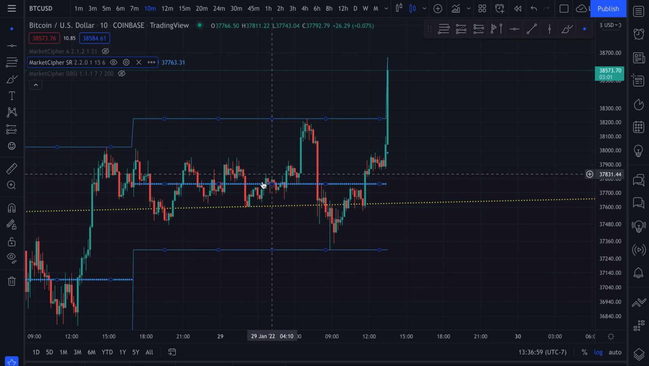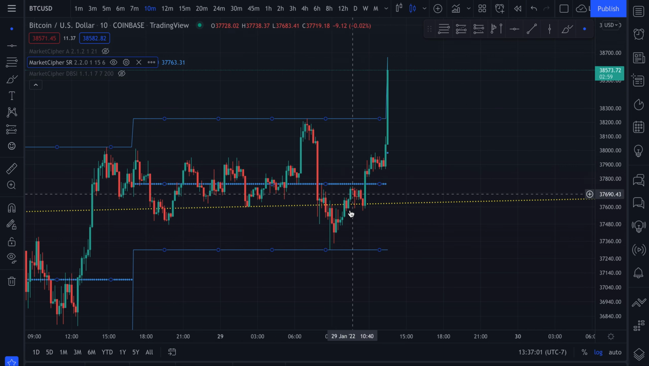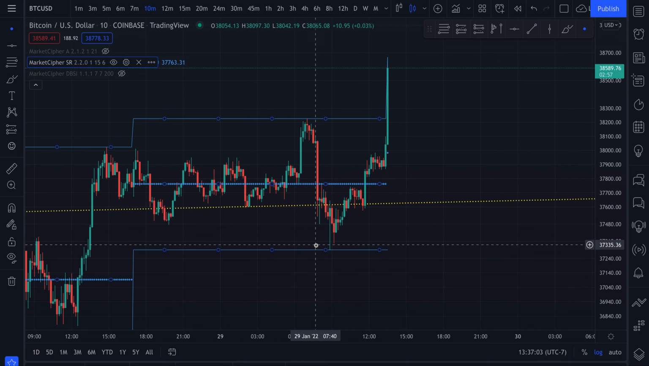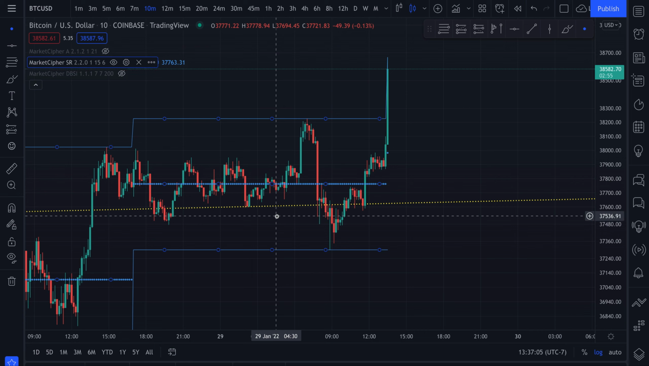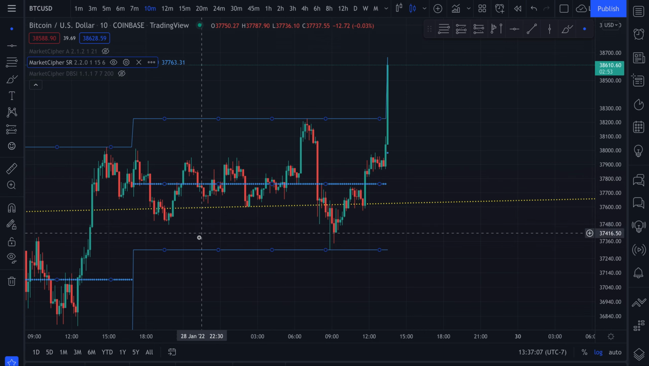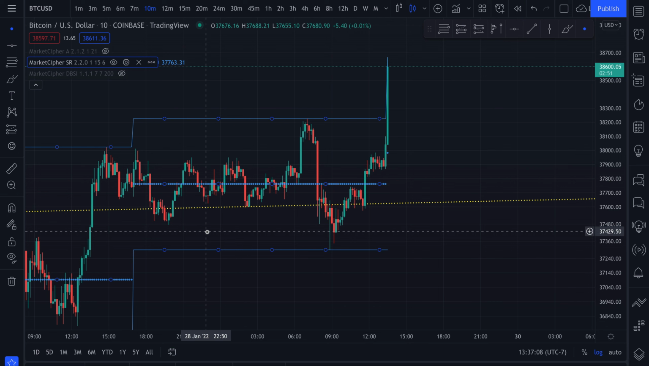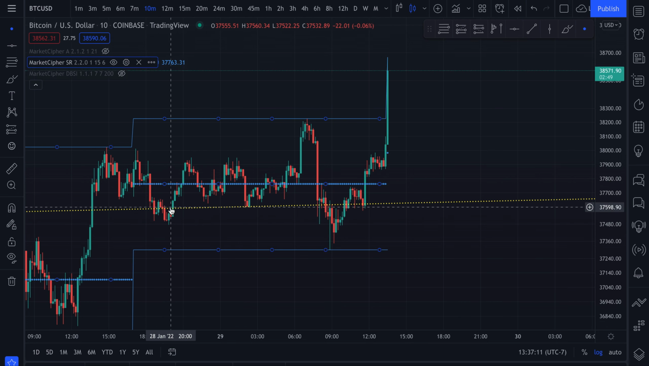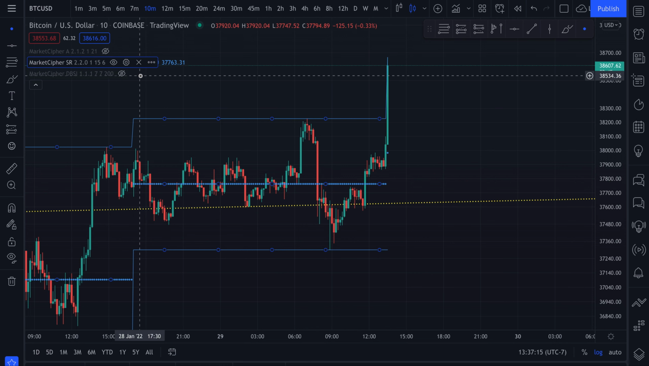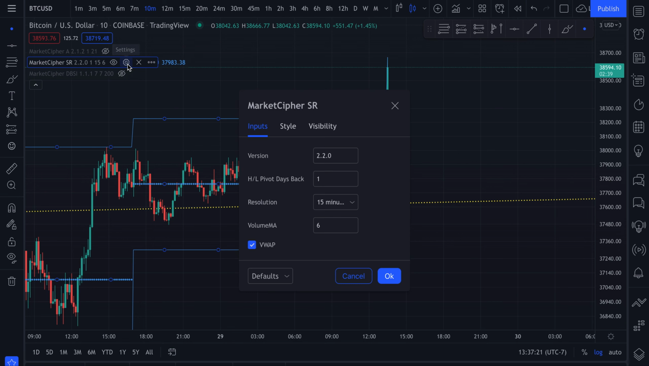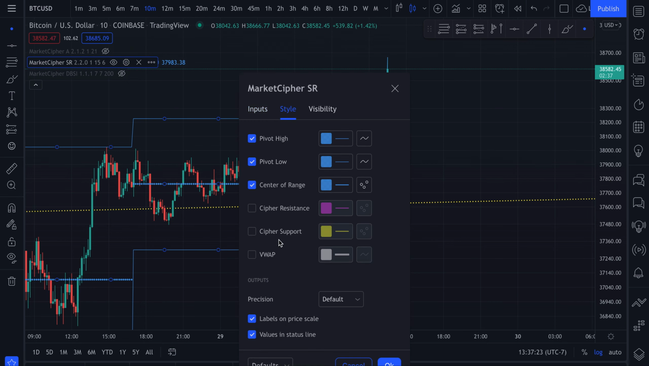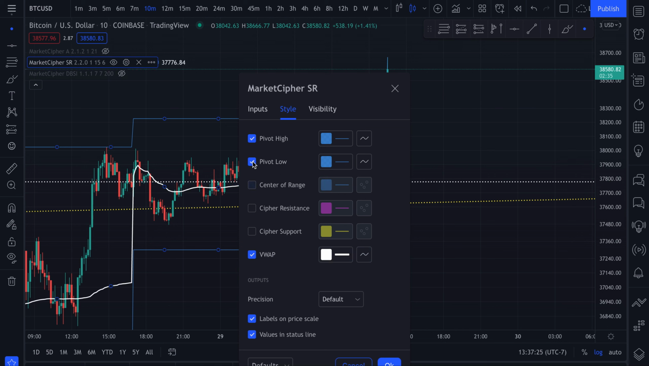It might be a good place to take profit. It might be a good place to add to a trade or something. The pivot high and pivot lows also go along with the range median. And there's one more thing in Market Cipher SR, and let's see, let's turn it on real quick. It is the VWAP, which is this white line.